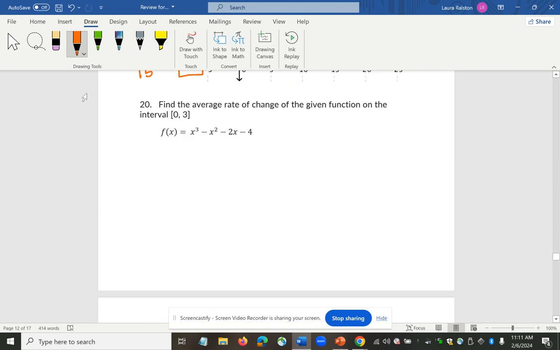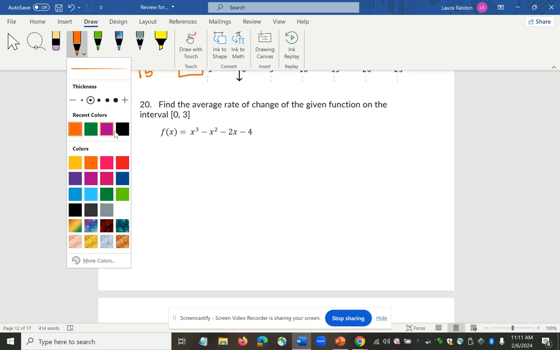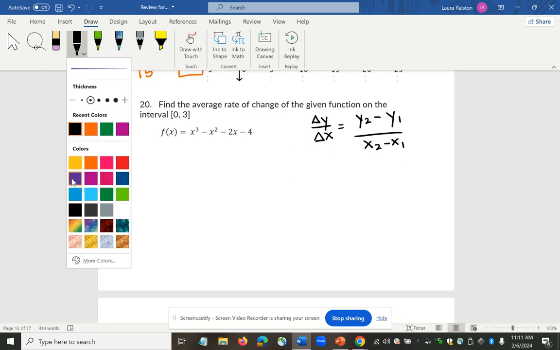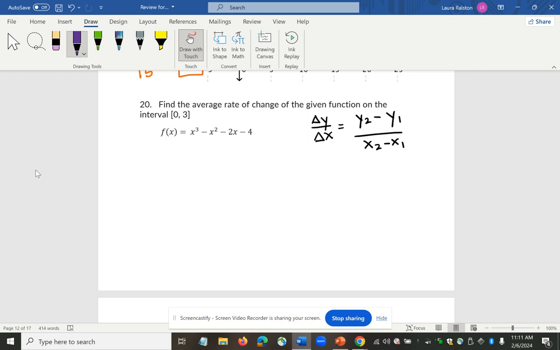Okay, number 20 again is asking you to find that average rate of change, and it wants you to go from 0 to 3, but it doesn't give you the graph. So this one's going to require a little bit more work. But again, remember, average rate of change is that same idea as slope. And this is like 3 problems in 1. So you have really 3 different things you have to do. They've given you your x1 and your x2.